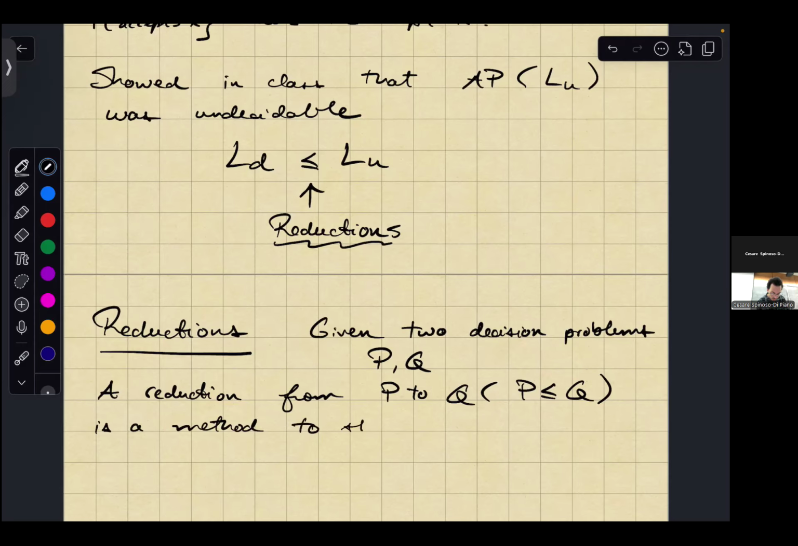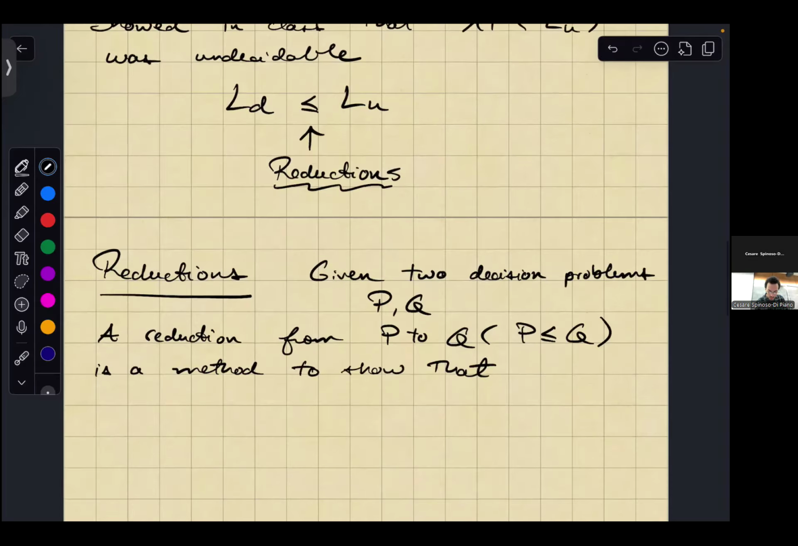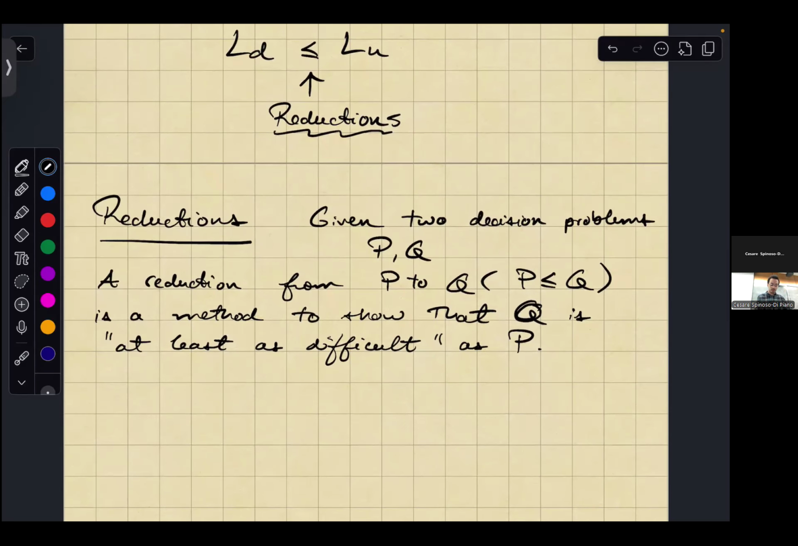to show that the problem or the decision problem Q is, quote, at least as difficult as the decision problem P, right? So this is within quotes because it's a fairly intuitive high-level idea, right? But this is the general sort of thing that you're doing in reductions: you're given two problems and you want to show that one is harder or at least as difficult as another one, right? So how do you do this?